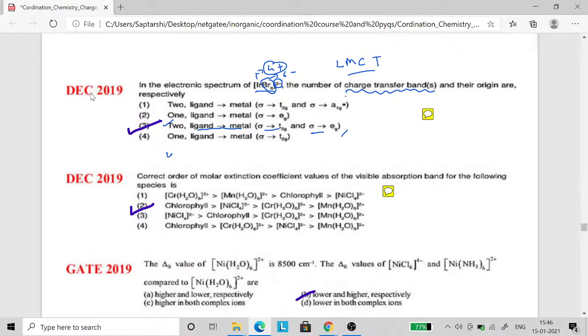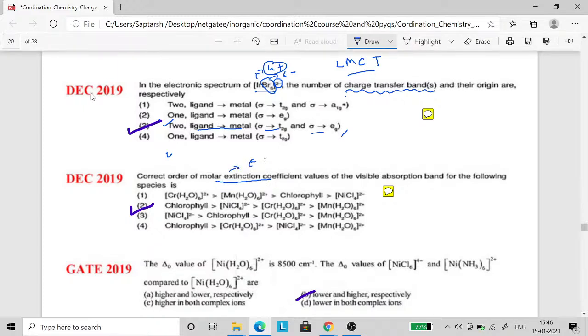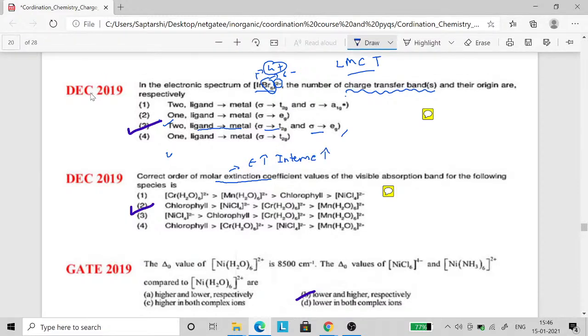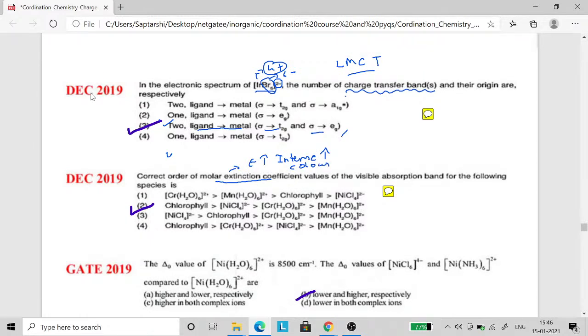Right. So the correct order of molar extinction coefficient, or values of the visible absorption band, in the following species is. First of all, molar extinction coefficient, that is epsilon. Epsilon is high when the color is intense, right? Intensity of color is high. So over here we have NiCl4 2 minus, Cr(H2O)6 2 plus, and Mn(H2O)6 2 plus. And chlorophyll is there.